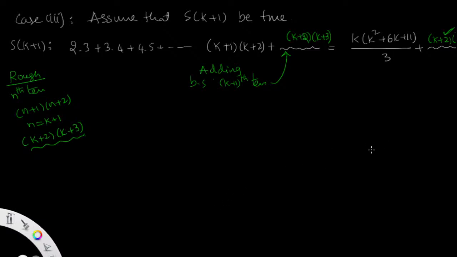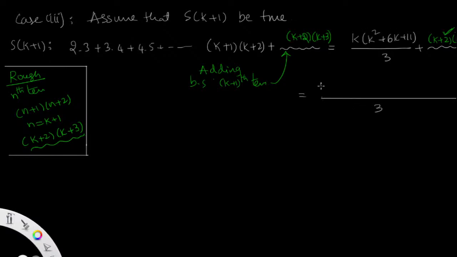Now simplify. Up to here we have the k terms. Next, we add the k plus 1th term to both sides. Taking the nth term, n plus 1 into n plus 2, put n equal to k plus 1. Then you get the k plus 1th term in the series. That should be added to both sides, that is k plus 2 and k plus 3. Now simplify the RHS. Here, on both sides we have 3 as the LCM.